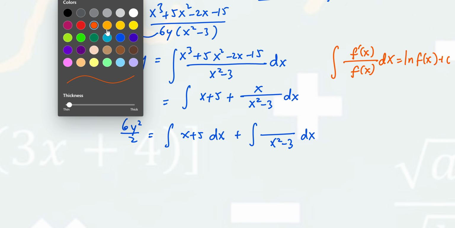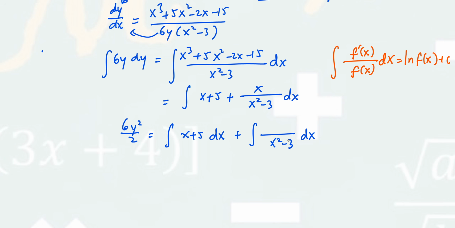Okay, so now when I differentiate x squared minus 3, there's going to be 2x. And to get back 1x in the previous part, I have to times half outside. Therefore, this is going to be 3y squared equals x squared over 2 plus 5x plus half ln of x squared minus 3 plus c.